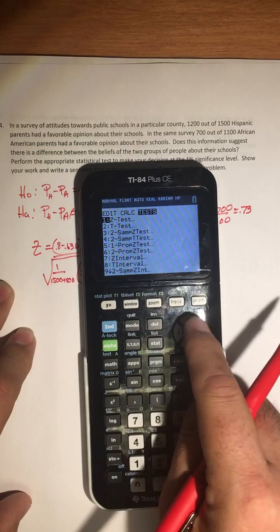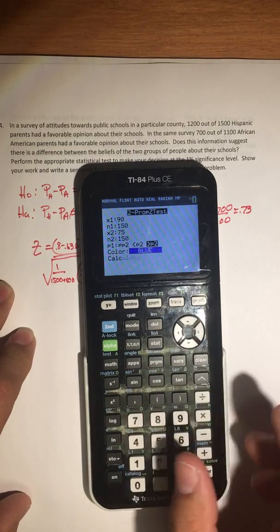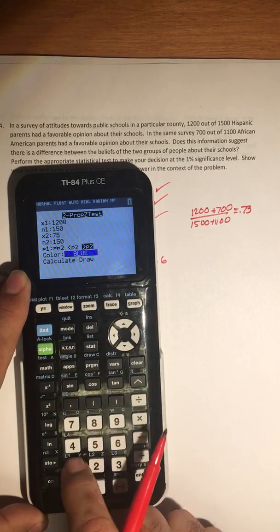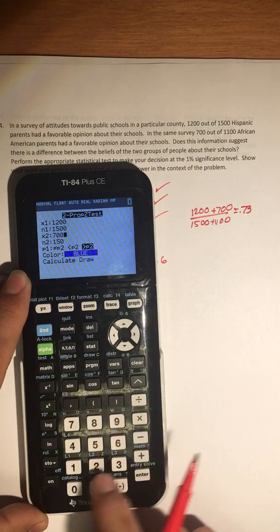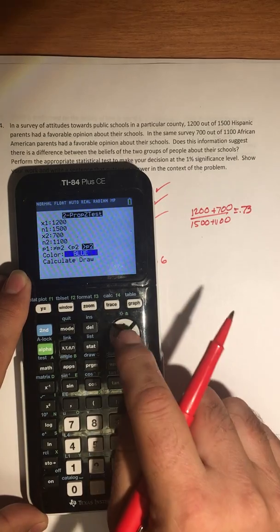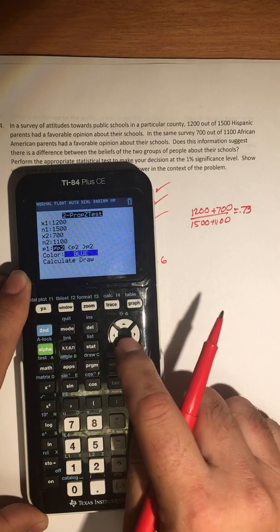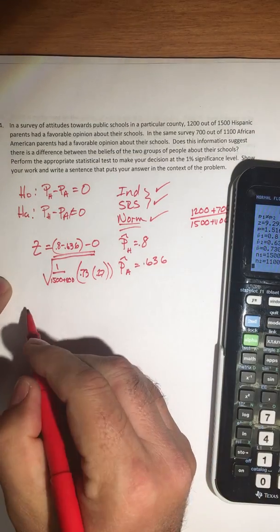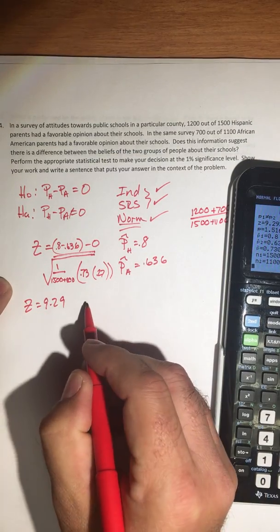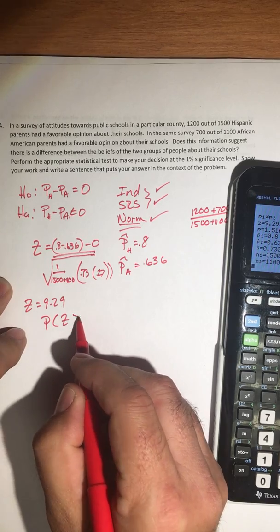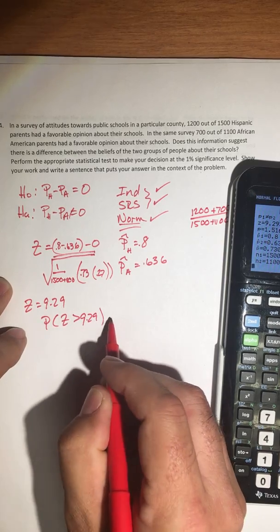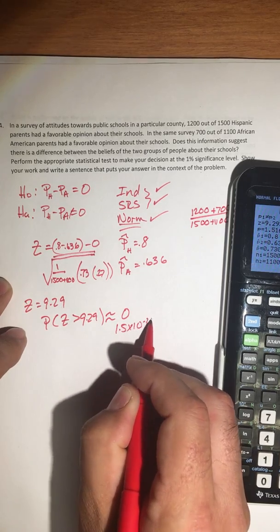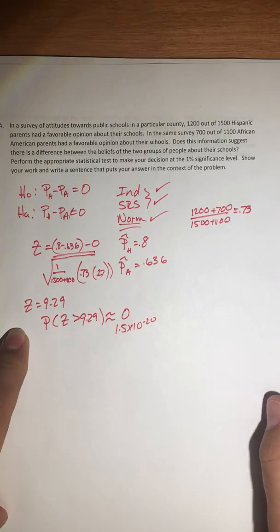So now I'm going to go stat, test, two-proportion z-test, and type in what I know. So it's 1,200 out of 1,500 and 700 out of 1,100. And we're doing a two-tailed test and calculate it. And I get a z-score of 9.29. And so the probability that our z-score is that big or bigger is approximately 0, 1.5 times 10 to the negative 20th. So there's very little chance that this would have happened by random chance alone.